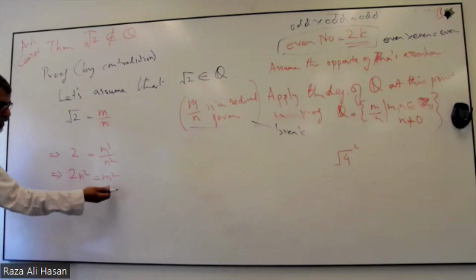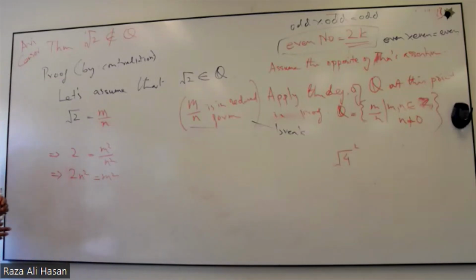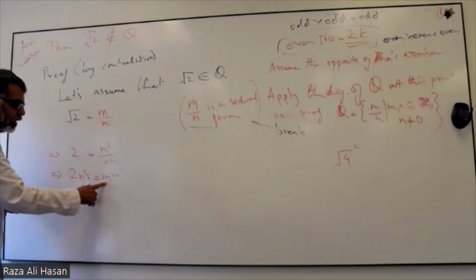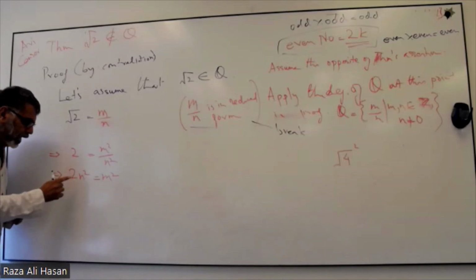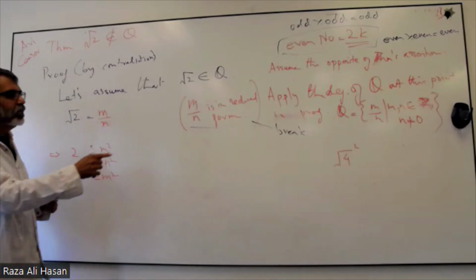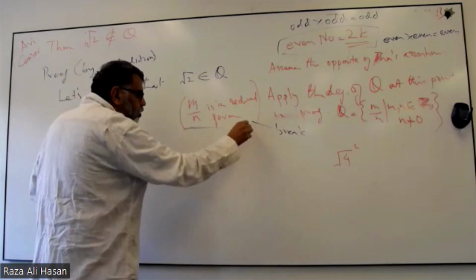M squared is on this side and 2n squared is on this side. Should we do that? Doesn't matter, right? But let's just, this is fine. All right, what's the next step? Well, we want to think, because we want to prove that M had better be even and N had better be even, which means that this assumption will be wrong.